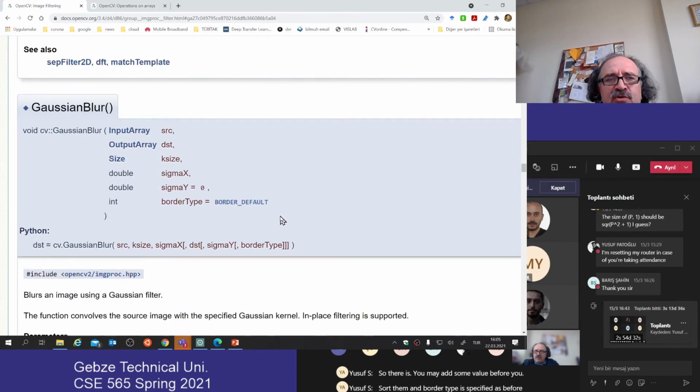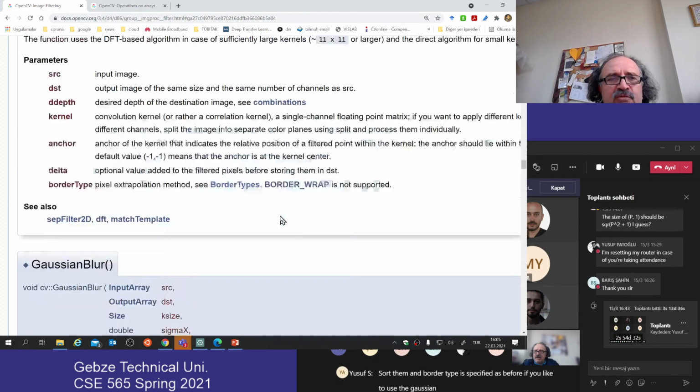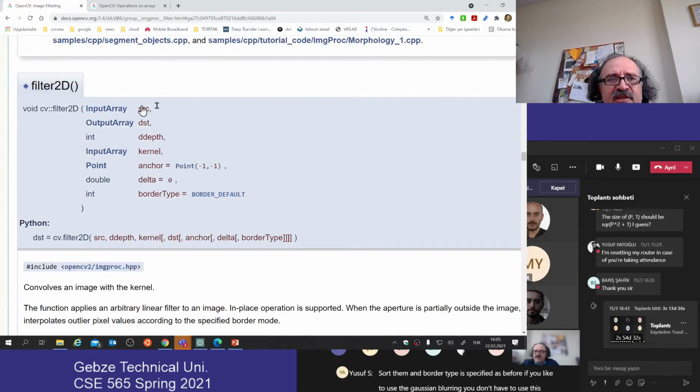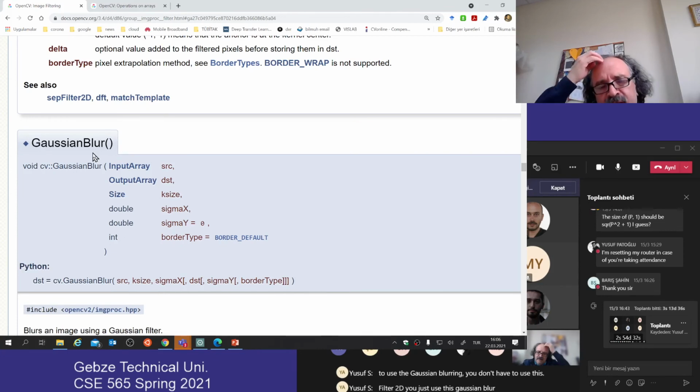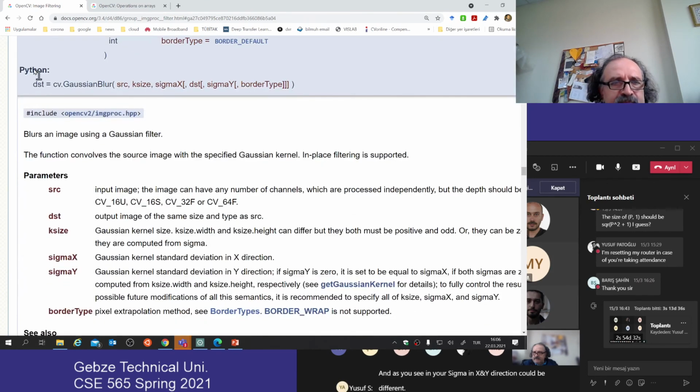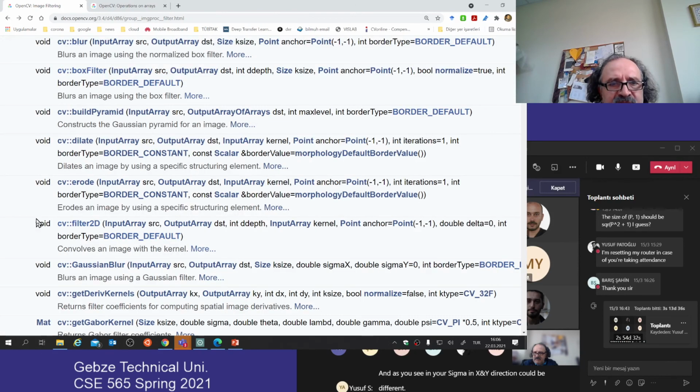If you like to use the Gaussian blurring, you don't have to use this filter 2D. You just use this Gaussian blur function. Okay, your kernel size and the sigma, and as you see, your sigma in x and y direction could be different. Okay, good. What else can we say about it?